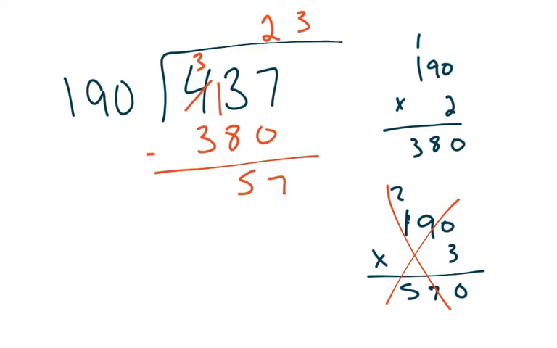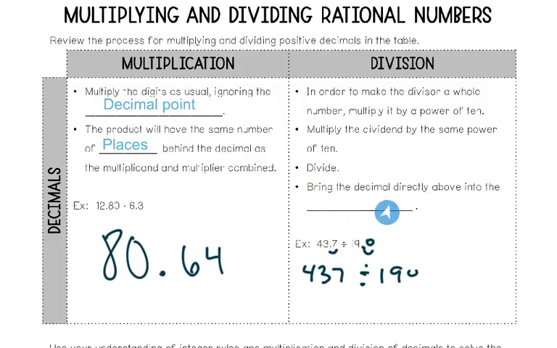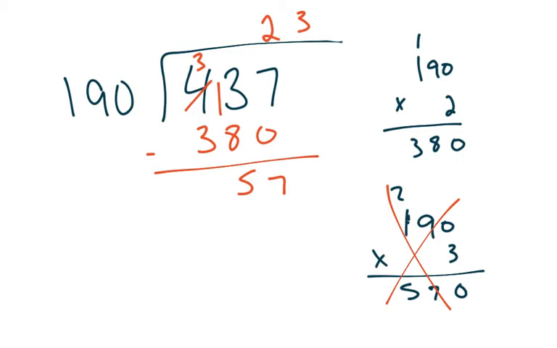Let's look back at our instructions. It says to divide like normal and then bring the decimal directly above into the quotient, which means the answer to a division problem. Looking back at this, I know that 2 went in there evenly, and then I'm looking at a 57 remainder. Once I get a remainder, I'm going to put a decimal. So decimal point right there. And that is it. That is how you divide with decimals.